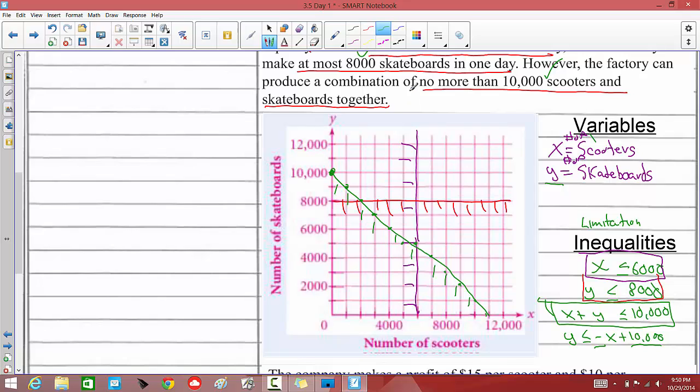So we have to graph below. Let's start with the red line. We have to graph below this red line, so this is not going to be shaded. We know we have to graph to the left of this purple line, so this is not going to be shaded. So it looks like we're in this zone right here. And we have to graph below this green line, so it looks like here's our feasible region.